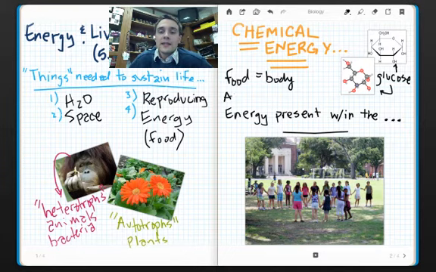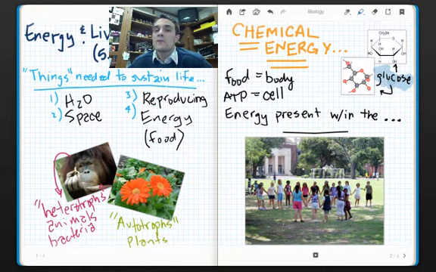It's actually ATP that helps fuel the cell. And that ATP comes from this guy right here, glucose. ATP comes from glucose. So ATP is an immediately usable form of chemical energy. Glucose is a stored form of chemical energy. The energy that's present within chemical energy, if you remember from class, is present within the bonds.